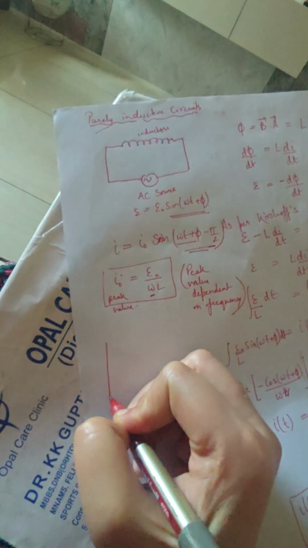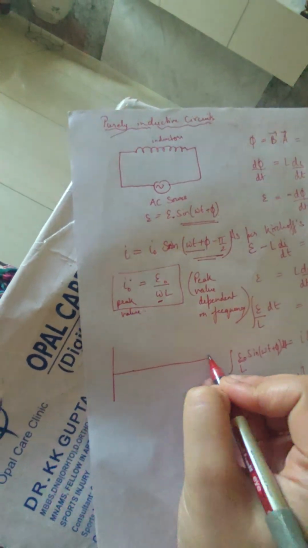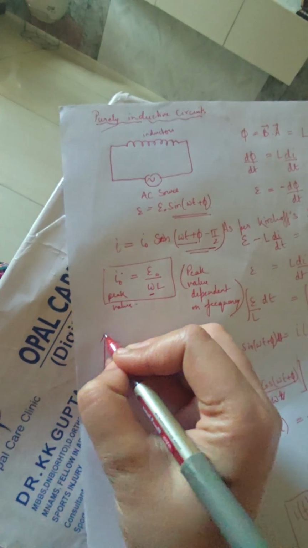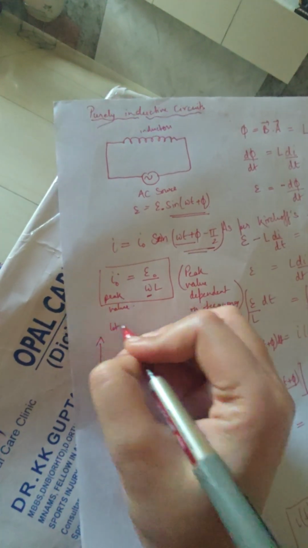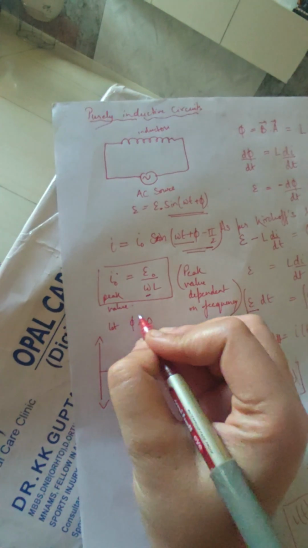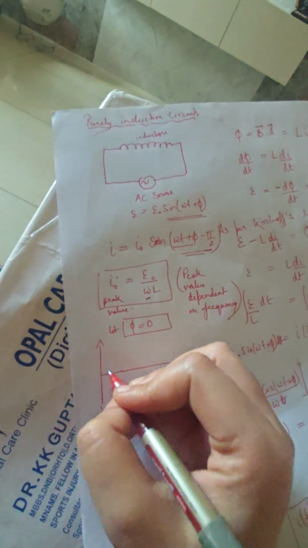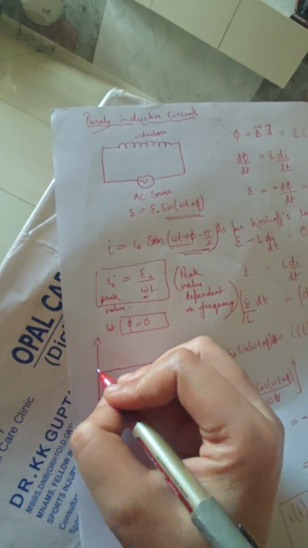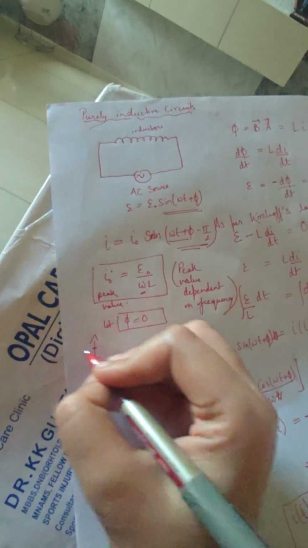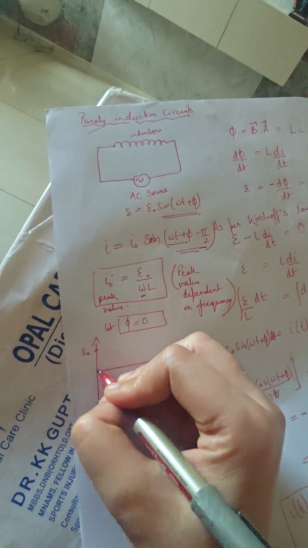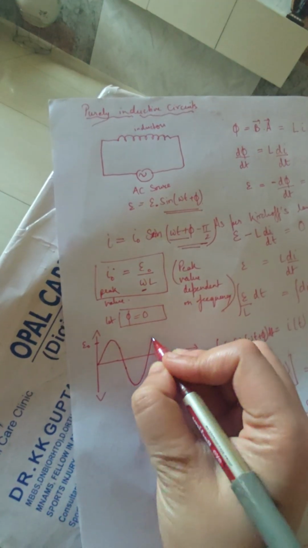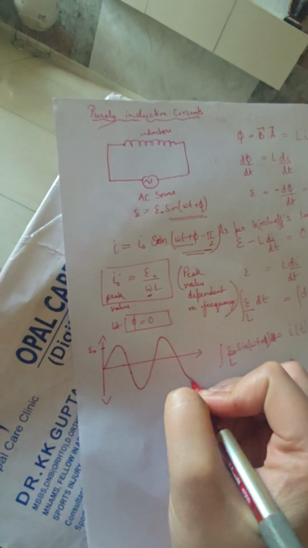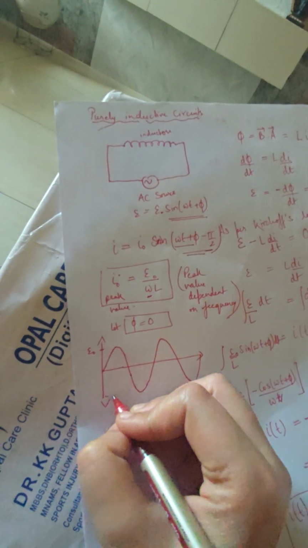Means if I have my EMF shown up like this, let's suppose phi equal to 0 for a while. Initial phase को 0 मानते हैं. So my EMF is going to be, let's say E naught is this. It's like this. So this is minus E naught.